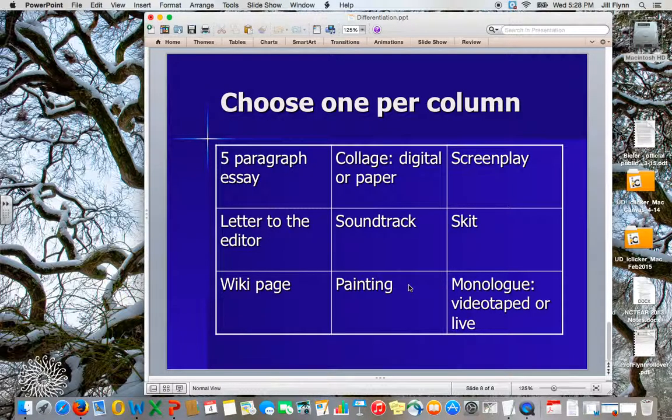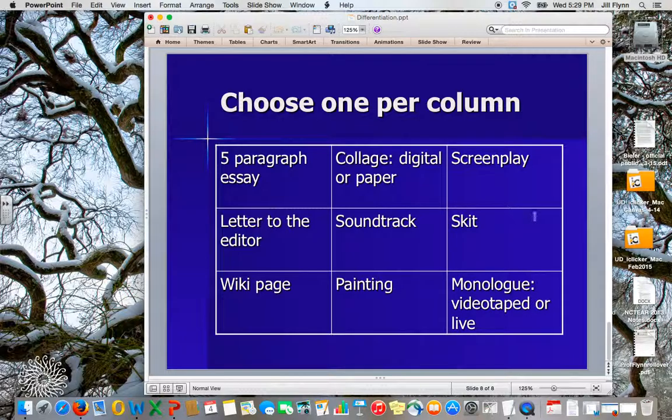And then finally, one other easy way to differentiate just as a beginning is incorporating choice. So in this example, we've got three writing tasks, an essay, a letter, and a wiki page. All of them involve writing, so students are practicing that skill. Here's a series that involves art and music, creating a soundtrack, doing a painting, creating a collage, and here's one with performances, writing a screenplay, a skit, or performing or videotaping a monologue.